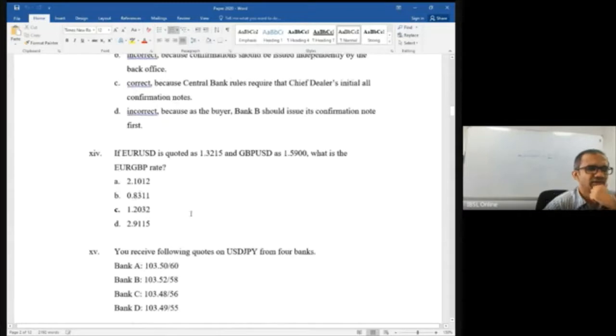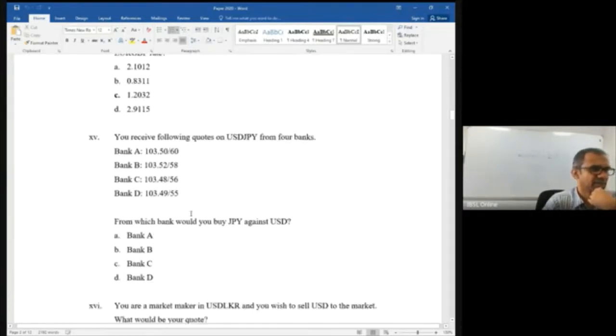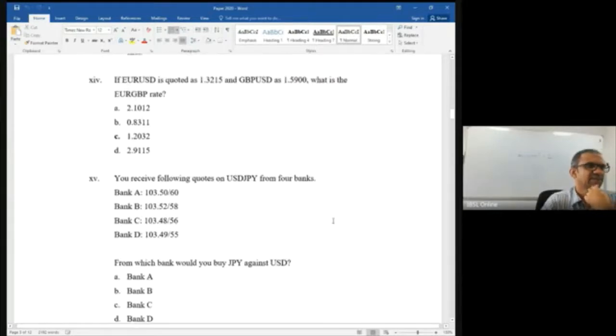These cross rates you can calculate, I guess. Okay, this one. You receive the following quotes on your dollar yen. From which bank would you buy JPY against USD?